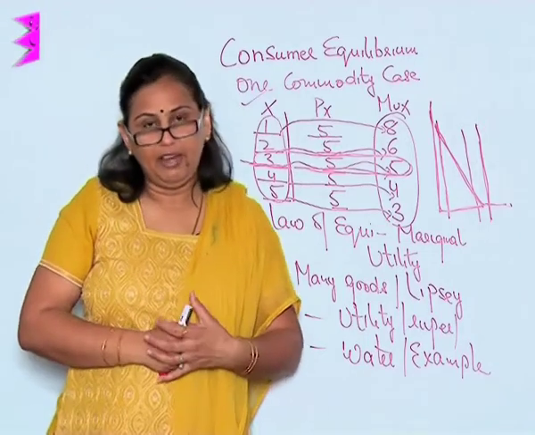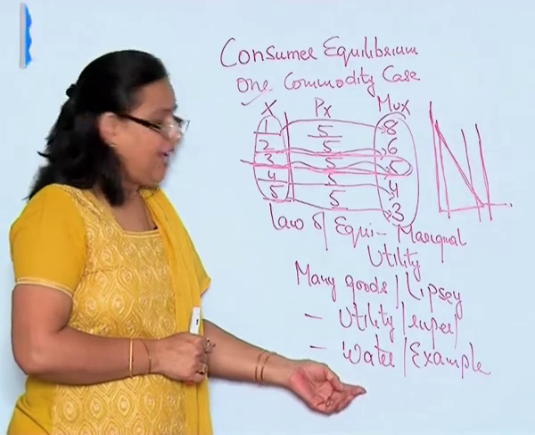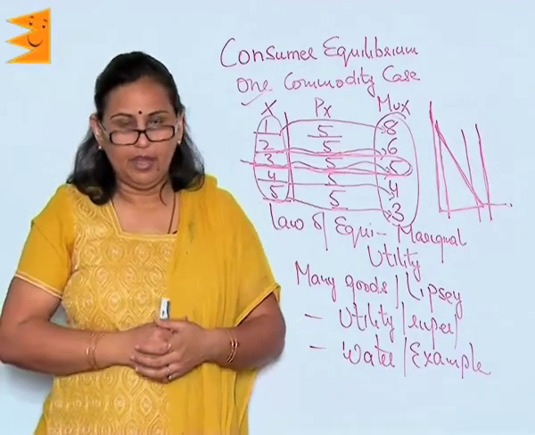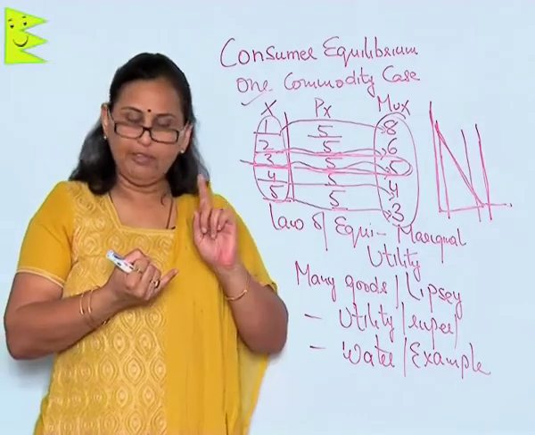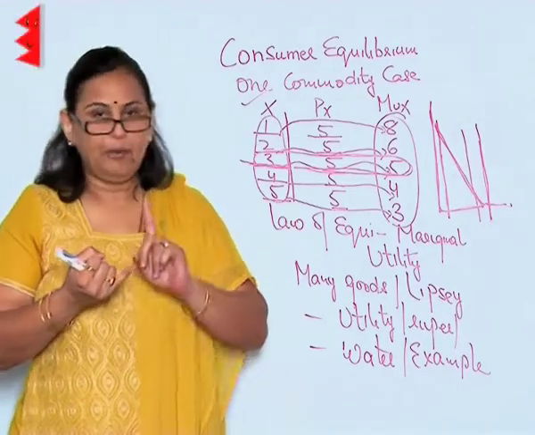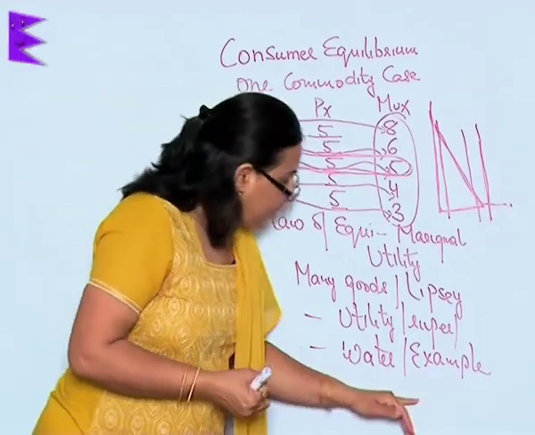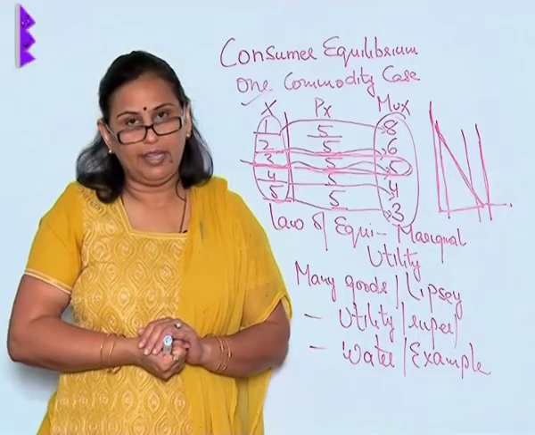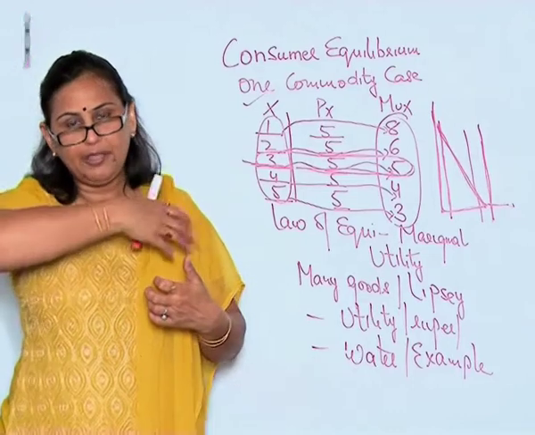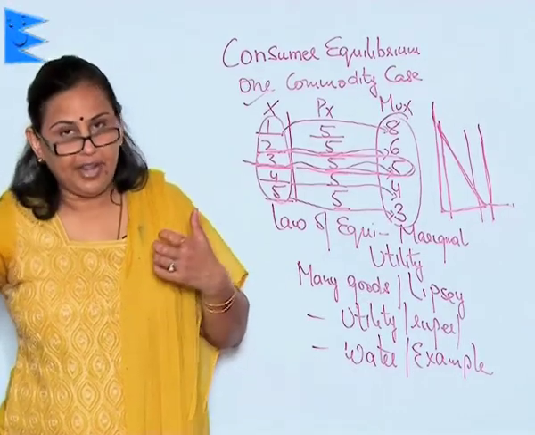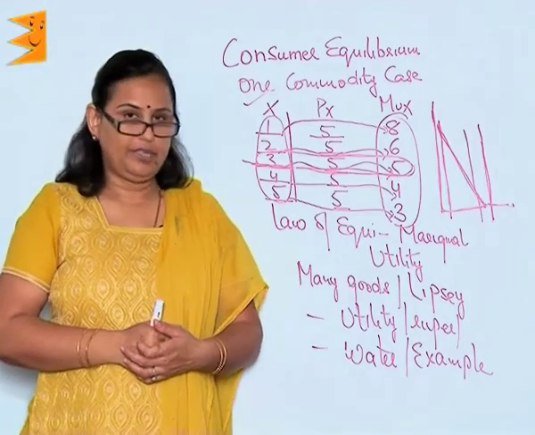For example, if I have gallons of water, I am not just going to drink those gallons of water, I am going to use it for washing, for cleaning, for bathing, for drinking, for gardening. So there are going to be many uses of the gallons of water that I have. Similarly, the income that I have, I am spending it on different heads. So that's the law of equi-marginal utility.